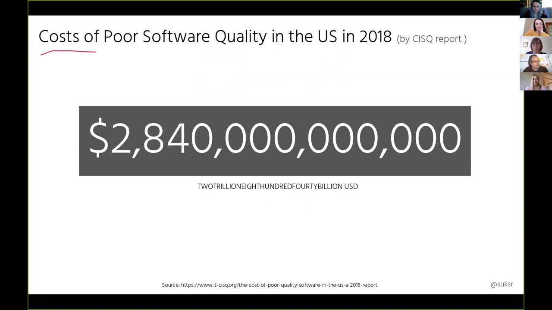$2.840 trillion US, that is the estimated amount that poor software quality was costing the US economy in 2018, according to a research study from the Consortium for IT Software Quality. So poor software quality is tremendously expensive.